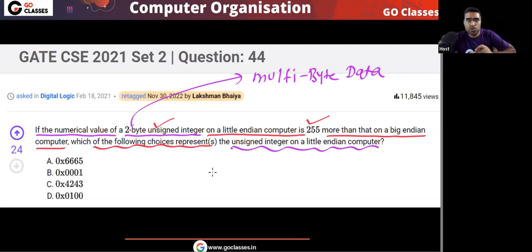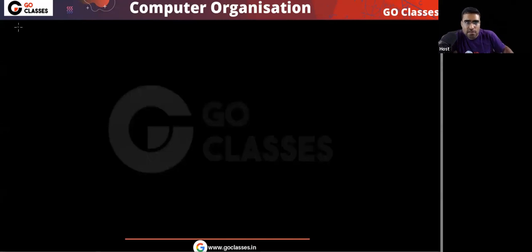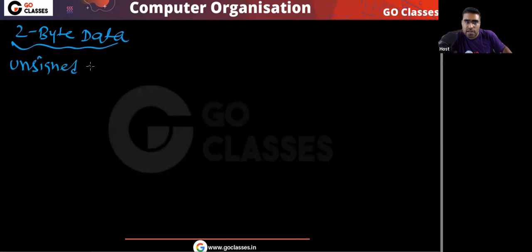Okay. See, the question might be confusing. Read the question carefully. What is this question telling you? The question is saying that the numerical value of a 2-byte unsigned integer. So there is a 2-byte data. Please understand, there is a 2-byte data. Yes or no? Unsigned data. There is a 2-byte data that is an unsigned integer. Now, what is this question saying?